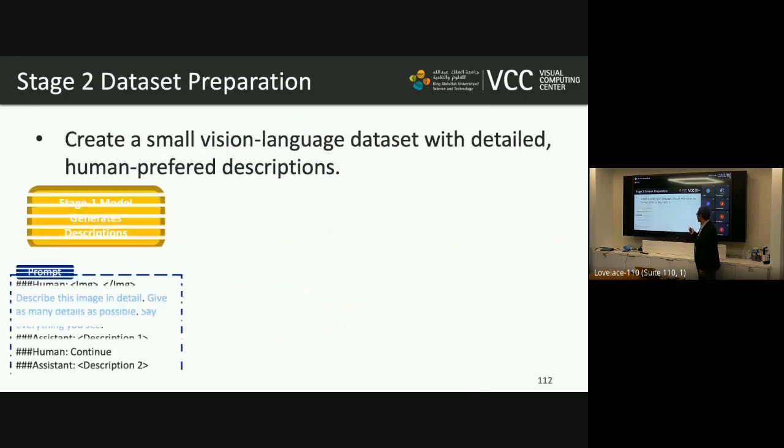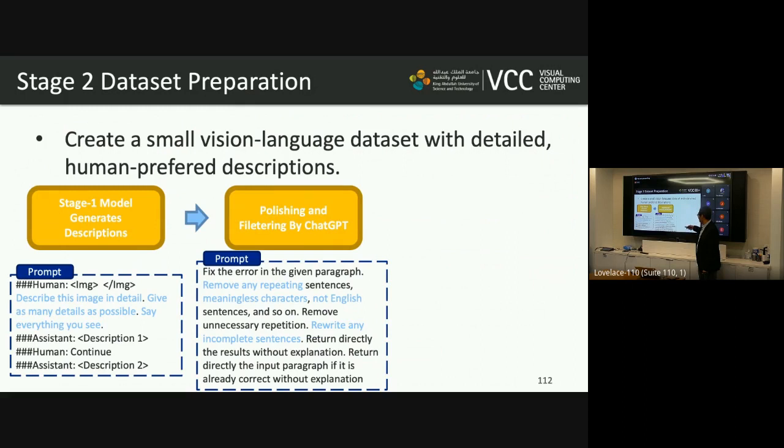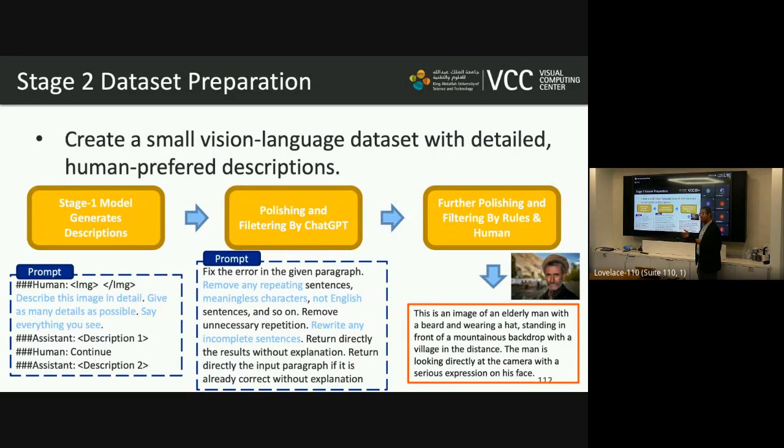So we found it critical to have a second pre-training stage where we did some prompting. We asked the model to generate a detailed description of the image, and then we filtered out all the bad examples. We ended up going from 5,000 to 3,500, and all of these are detailed. And then we polished the descriptions by removing repetitions using GPT-4. After a lot of manual looking into this, we ended up with only 3,500 instructions, each with an image prompt and a detailed description that we think is high quality.